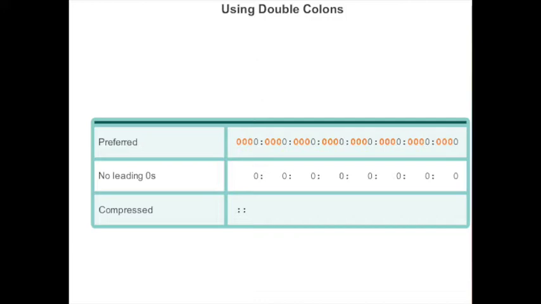The double colon can only be used once within an address, otherwise there would be more than one possible resulting address. When used with the omitting leading zeros technique, the notation of an IPv6 address can often be greatly reduced. This is commonly known as the compressed format.